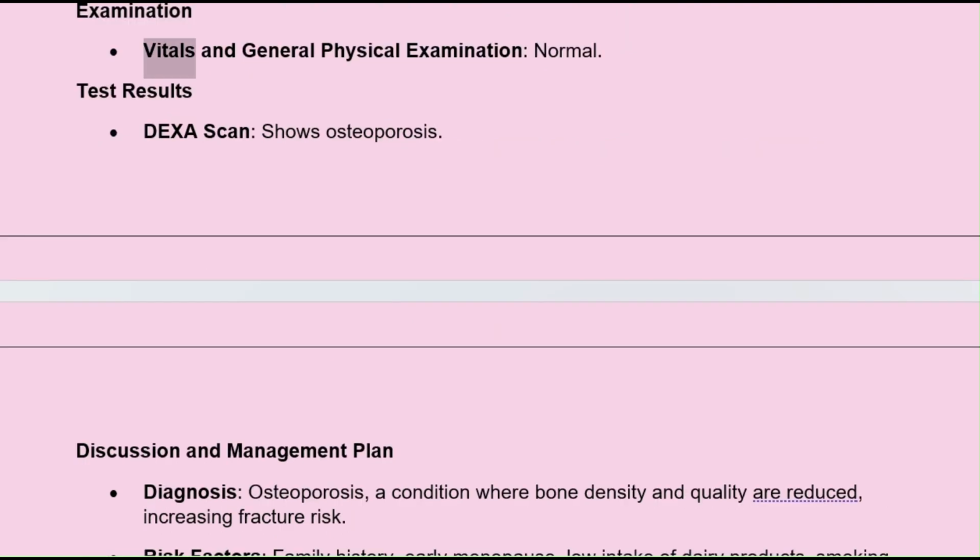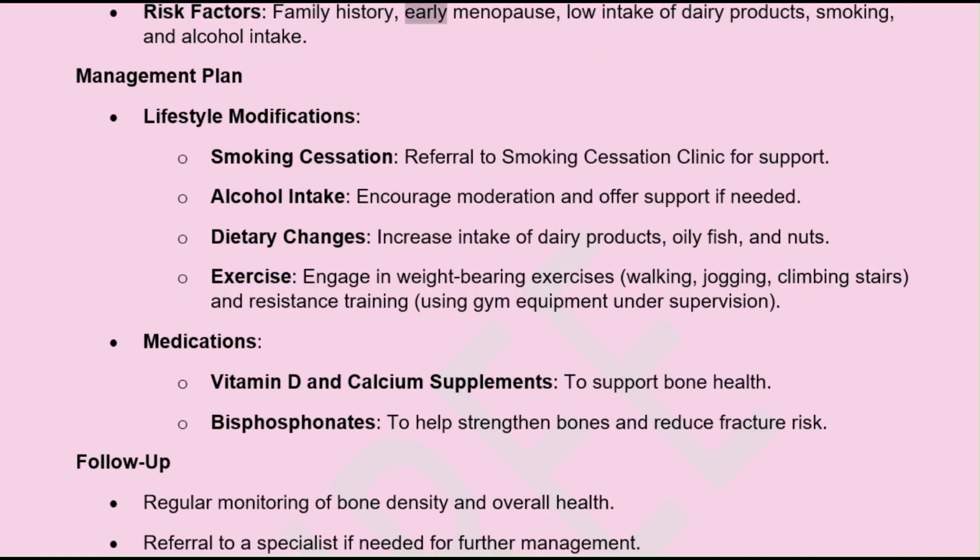Examination. Vitals and general physical examination normal. Test results. DEXA scan shows osteoporosis. Discussion and management plan. Diagnosis: osteoporosis, a condition where bone density and quality are reduced, increasing fracture risk. Risk factors: family history, early menopause, low intake of dairy products, smoking, and alcohol intake.